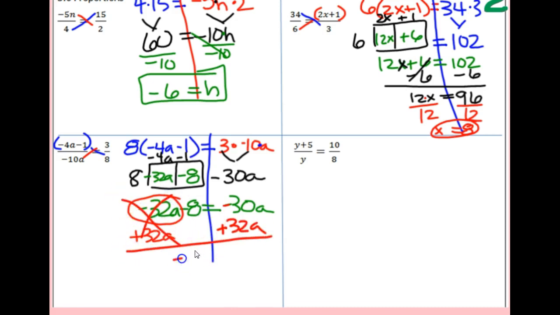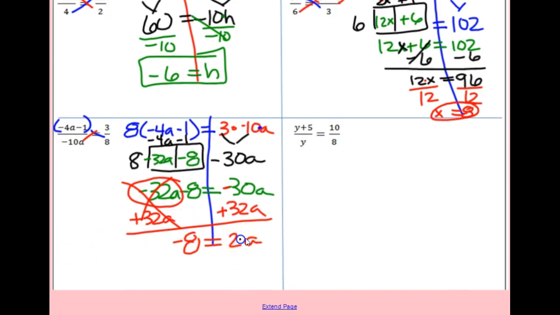Those eliminate. We have negative 8 equals, and negative 30 plus 32, there's more positives. There are 2 more positives, so it'll be a 2a. And then last, the opposite of multiply is divide. 8 divided by 2 is 4, and it's negative. So a is negative 4.